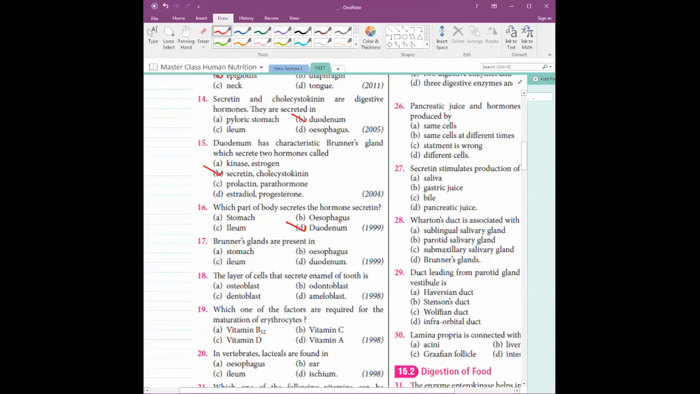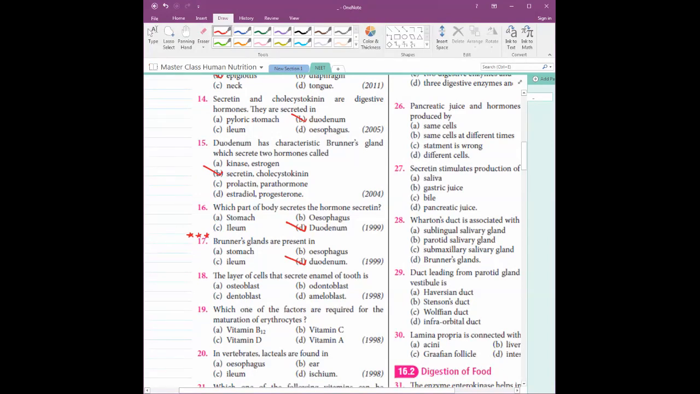Okay, next question goes to Tanishka. Tanishka, Brunner's glands are present in stomach, esophagus, ileum, duodenum. Where do you think? Once again, everybody is right. Very nice. They are going to be present in the duodenum. And guys, keep this question in mind. Recently I have seen this question come in different competitive exams. They have asked about Brunner's glands, then they have also asked about your argentaffin cells. Keep a close eye on this thing.